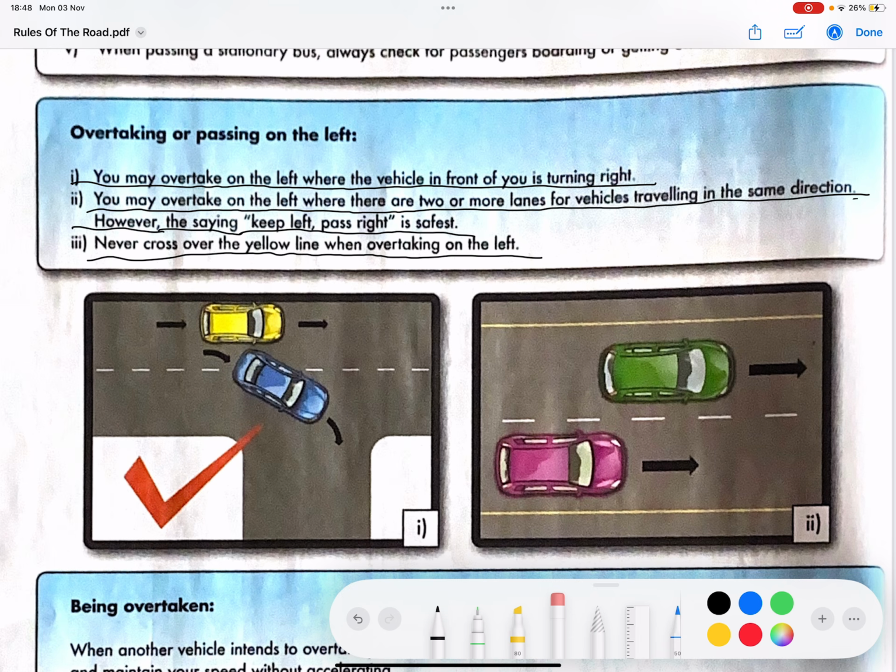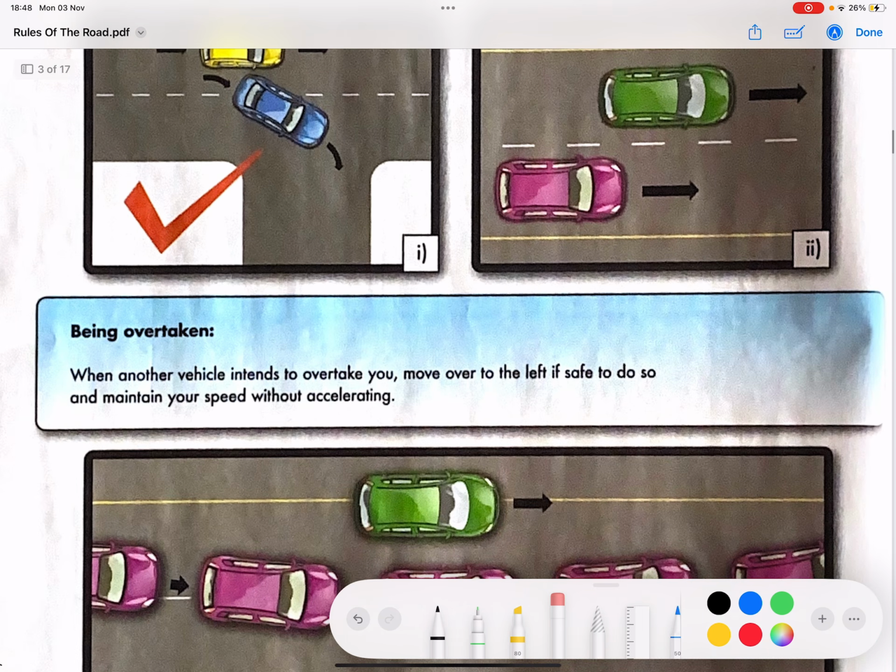Okay? Right. And then, now we go on to being overtaken. The rules with regards to being overtaken. When another vehicle intends to overtake you, move over to the left if it is safe to do so, and maintain your speed without accelerating. Be overtakeable.